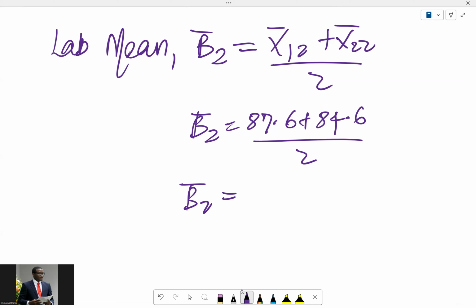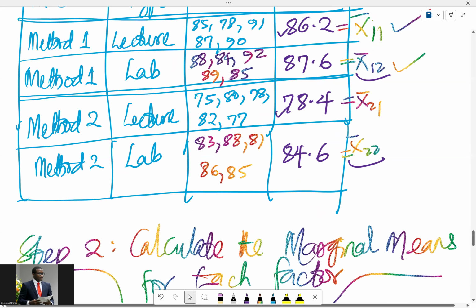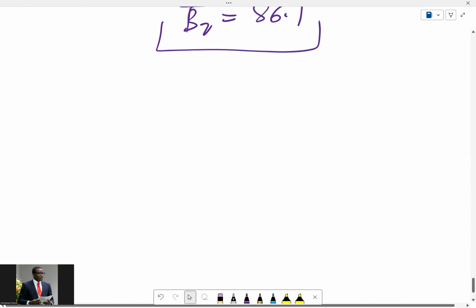87.6 plus 84.6. So that gives us 86.1. So that's B2 bar. That's the marginal means for each factor. Okay, so step 2 accomplished. So let's go for step 3 now. Step 3.